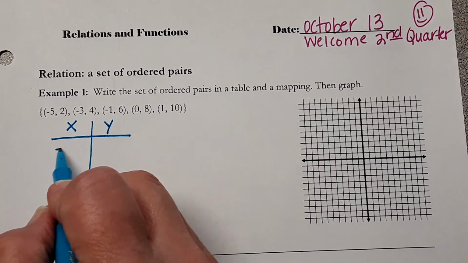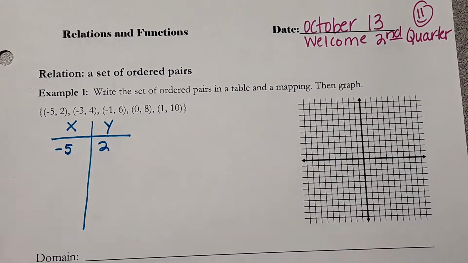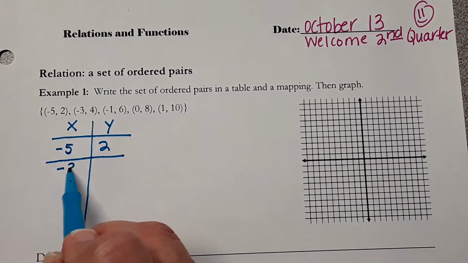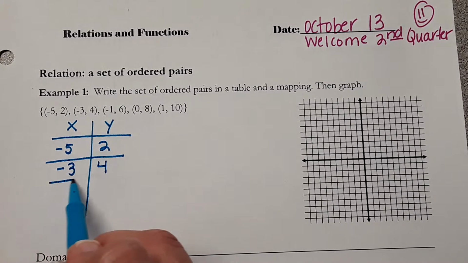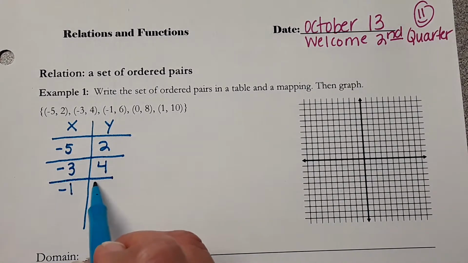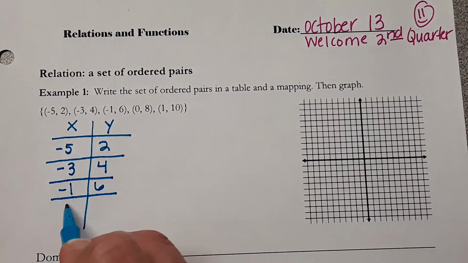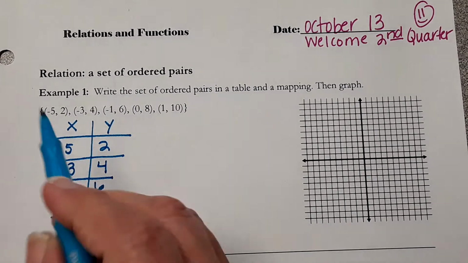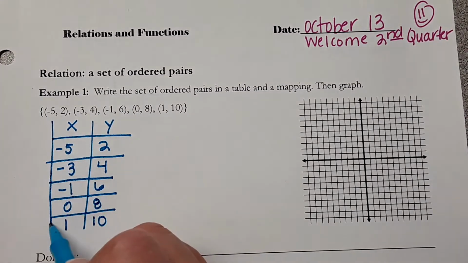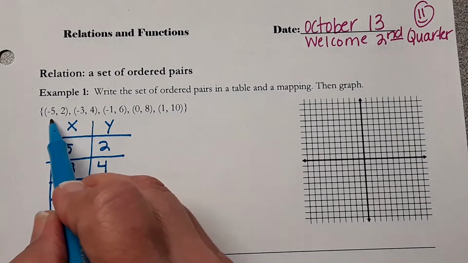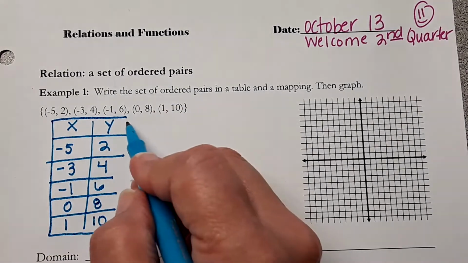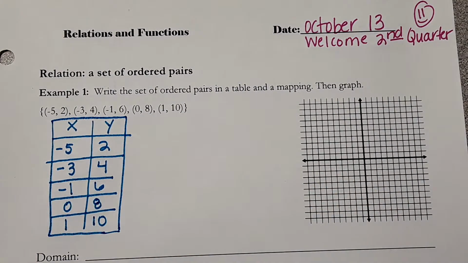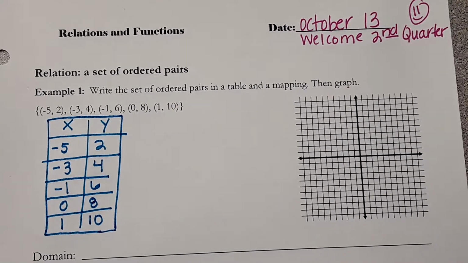So it would be -5, 2. It'd be -3, 4. It'd be -1, 6. It would be 0, 8, and then 1, 10. And that's basically your table. So when I ask you to make a table of ordered pairs, that's exactly what I mean.